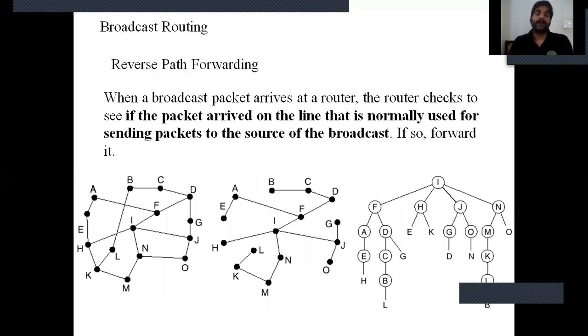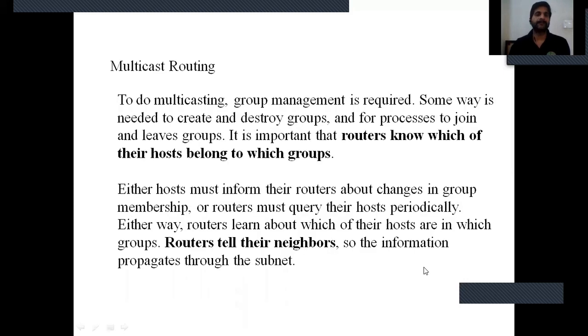For example, broadcast using reverse path forwarding. When a broadcast packet arrives at a router, the router checks to see if the packet arrived on the line that is normally used for sending packets to the source of the broadcast. If so, it forwards it. Here is the network. This network is converted into the form of a spanning tree or acyclic graph, and the packet is broadcast to each node, showing the sink tree like that.